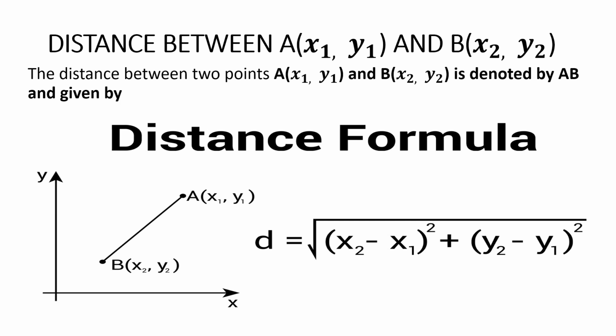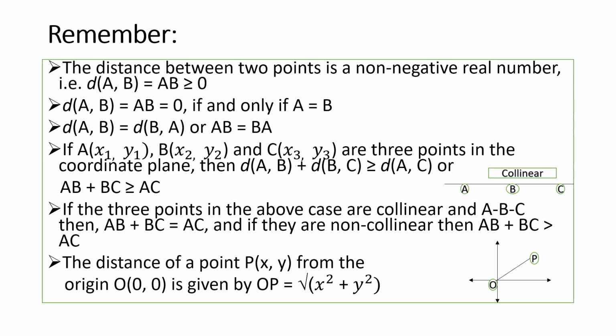Now the distance between two points A (x1, y1) and B (x2, y2) is denoted by AB or small d and it is given by the square root of (x2 minus x1) whole square plus (y2 minus y1) whole square. This is a very important formula used in most of the examples. Now some important concepts regarding the distance formula.